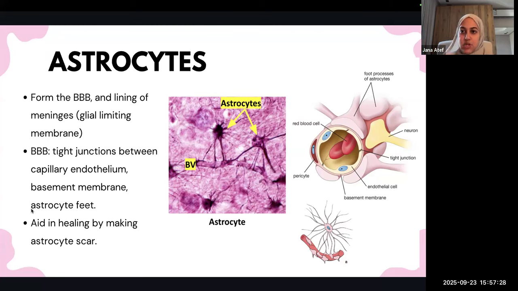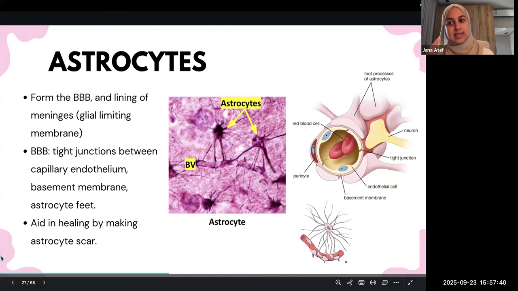So if you have a question, what is a function of astrocytes? Give me one function of astrocytes. Healing. BBB. Yes, exactly. So blood-brain barrier and healing. That's it. We're done with astrocytes. All good? Protection. Yes, that's also protection.